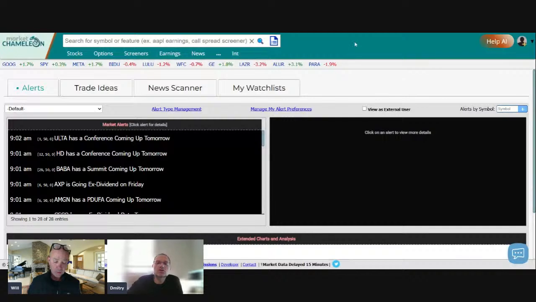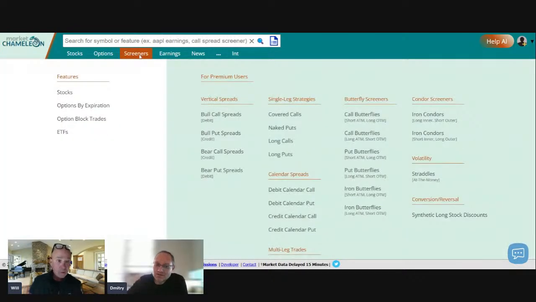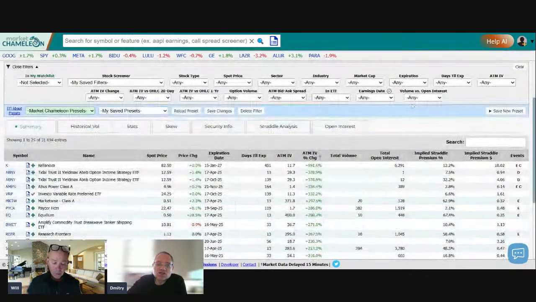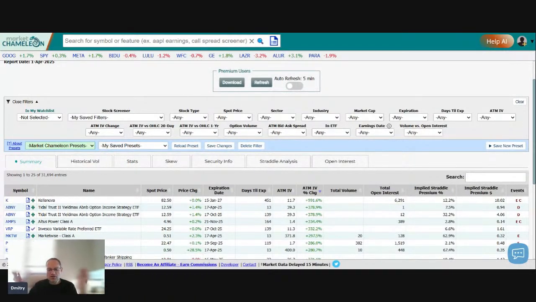And to find that screener, if you go up to the main menu under options and choose, under screeners, and then go to options by expiration. So that's where we're going to find our screener. Click on that. You come to this page. And what we're going to do is look for a screen that allows us to look at a specific options expiration and compare the implied volatility in that expiration versus historical volatility, so we could see how far away it diverges from that historical vol.